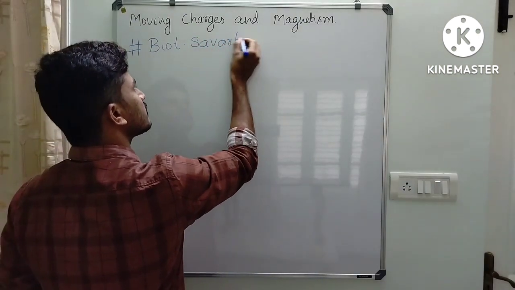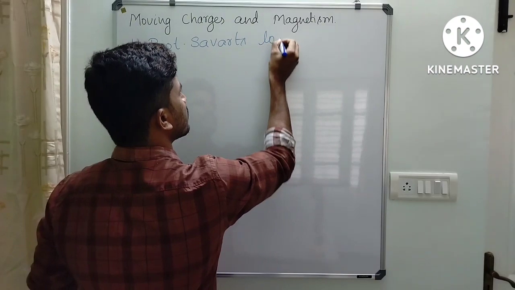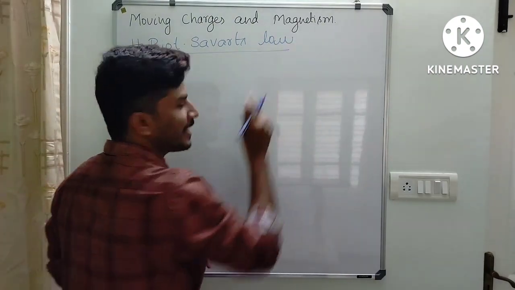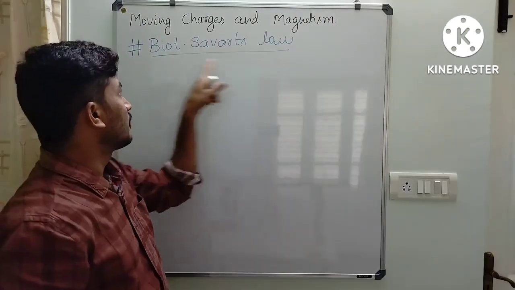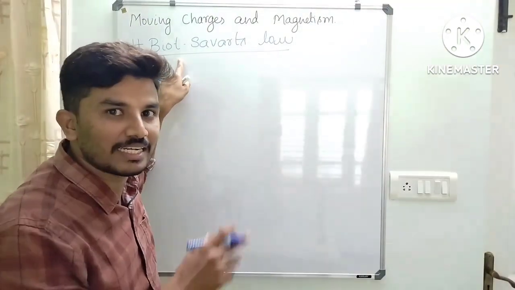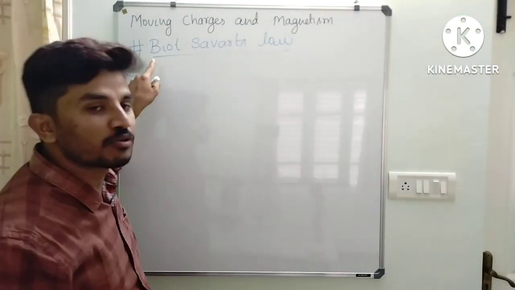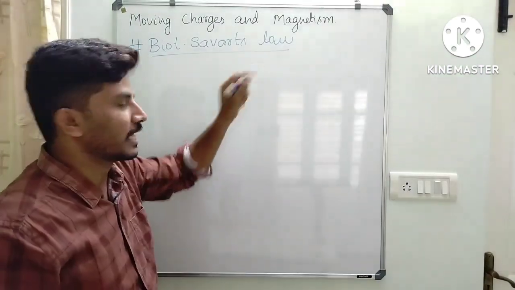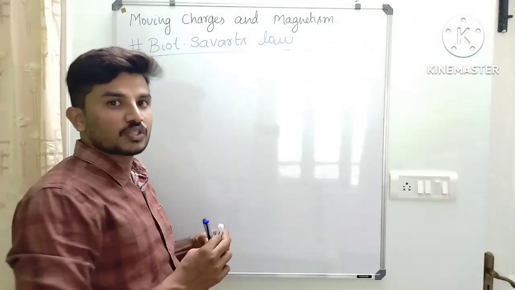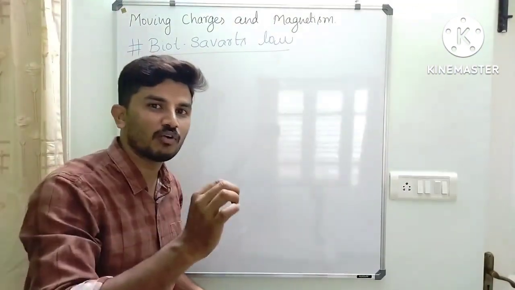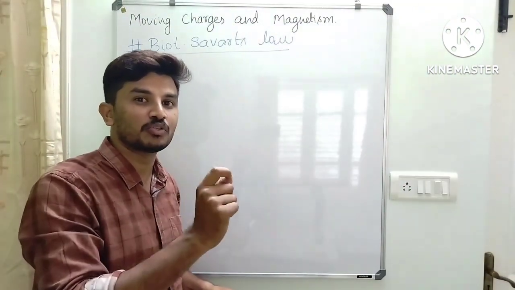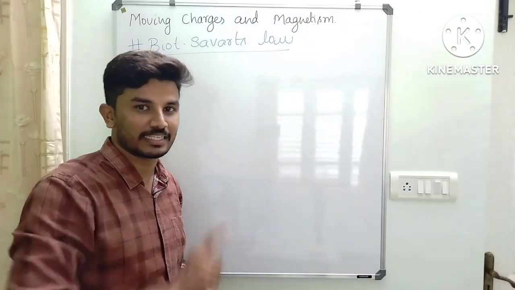Biot-Savart's law, and it is pronounced as Biot-Savart's law. Okay, so here the t is silent. So we pronounce it as Biot-Savart's law. Okay, so this Biot-Savart's law gives you the formula for the magnetic field produced by a current carrying conductor.